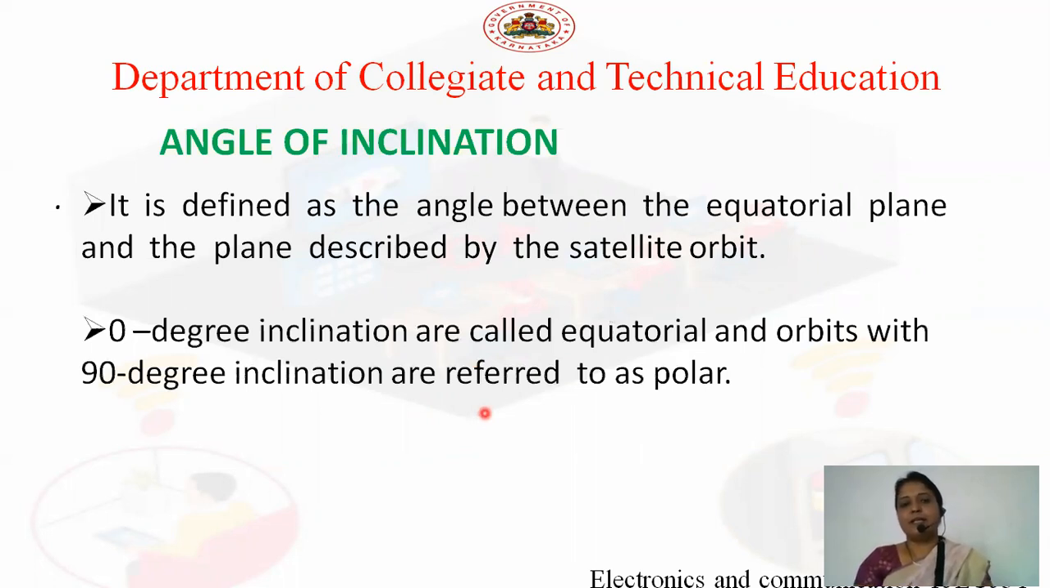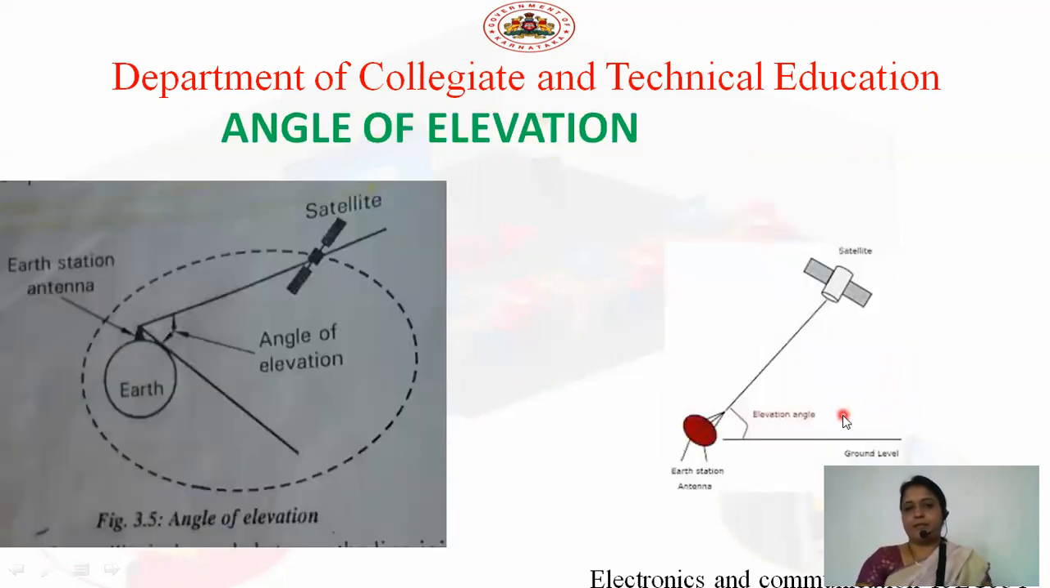Now orbits with 0-degree inclination are called equatorial orbits and orbits with 90-degree inclination are called polar orbits, because 0 degrees means it is the equatorial orbit here and 90 degrees means those are the polar orbits.